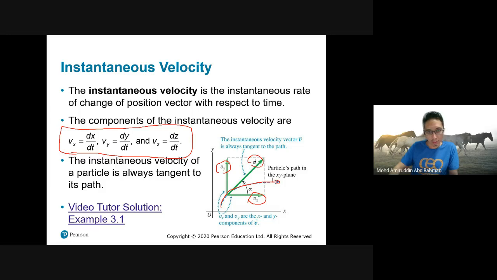Basically, we just want to know the tangent component of that. That's how you define the instantaneous velocity at that specific time. All right, so we look at the example.